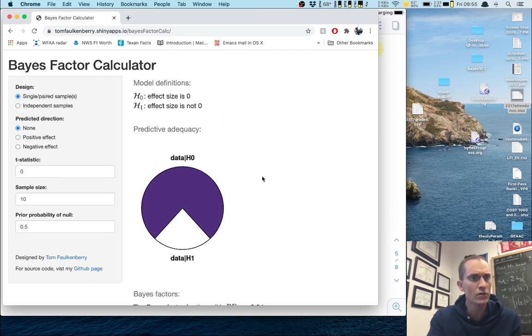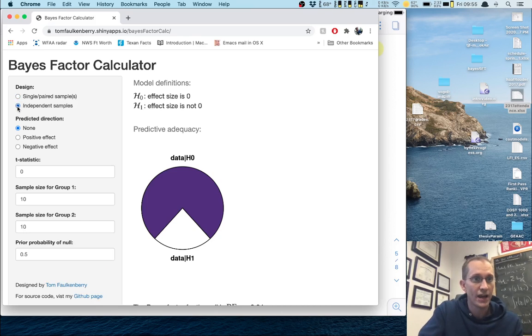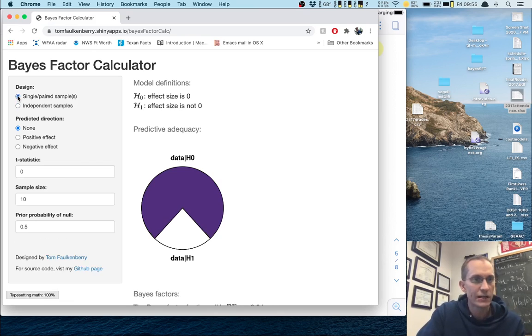So this is a single sample, so I'm going to click that as my design. You can see it can also handle independent samples designs as well. This example, though, is single sample. Is there a predicted direction? Well, we did predict that this is a positive effect.